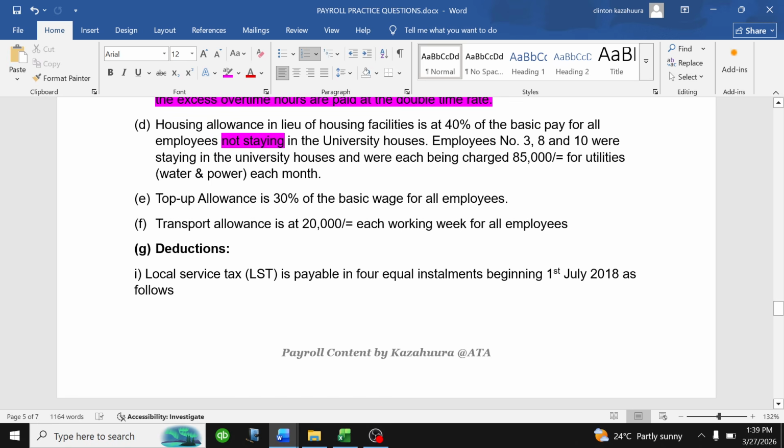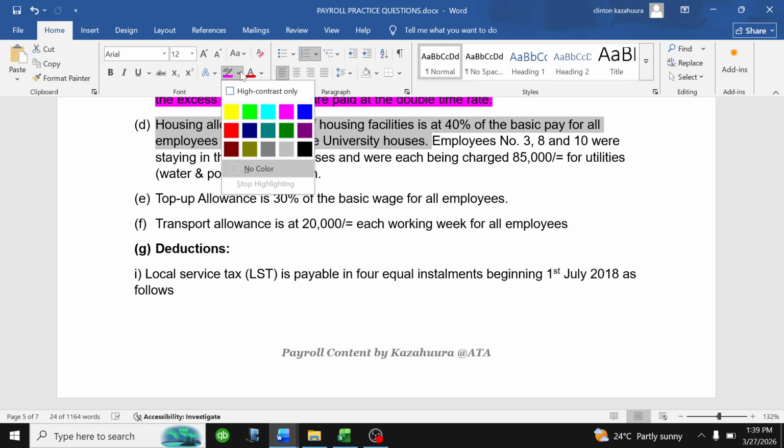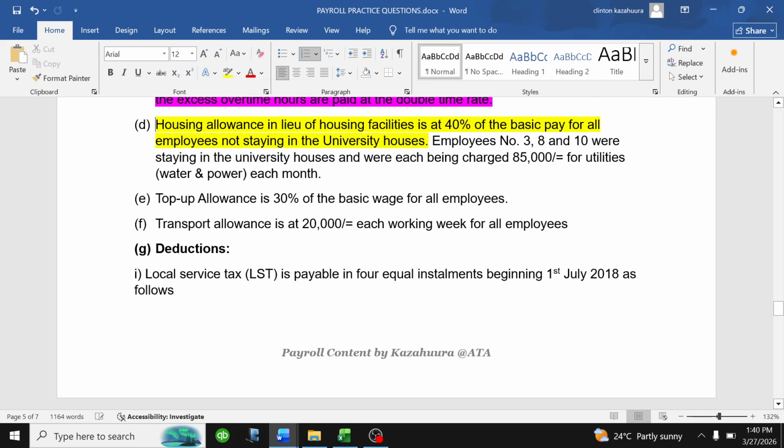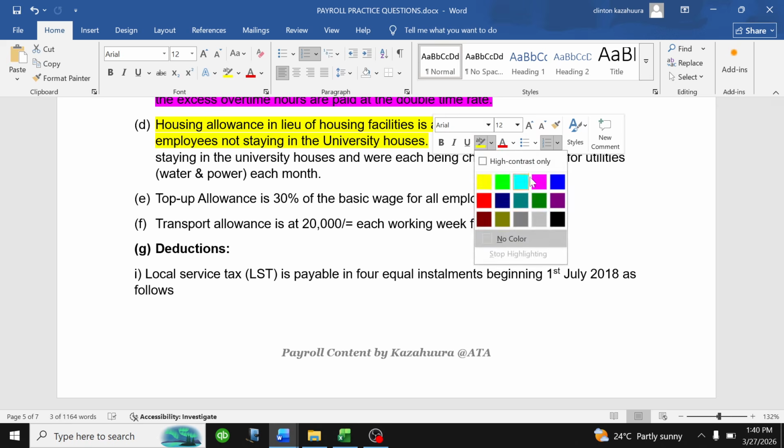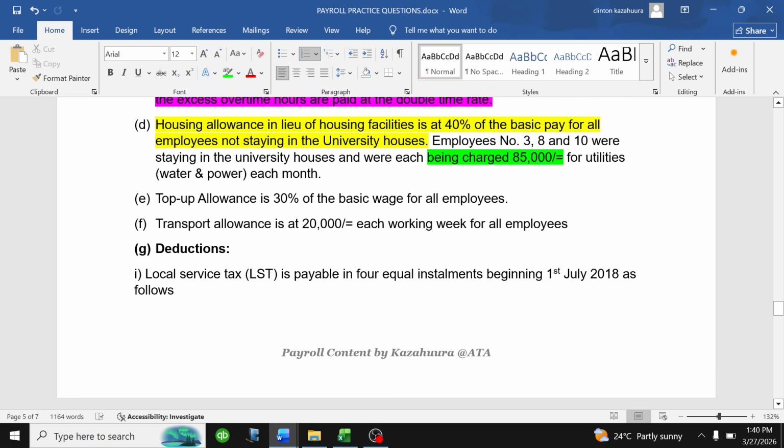If you notice, this is an allowance for housing facilities for those employees who are not staying in the university. But those who are staying in the university, and they are saying 3, 8, and 10 stay in the university, those ones are actually charged. So this is not an allowance. No, they are the employees who actually pay for this service. So how are you going to enter this? We shall start with the one of housing allowance. But before we compute the housing allowance, we shall not do it manually.